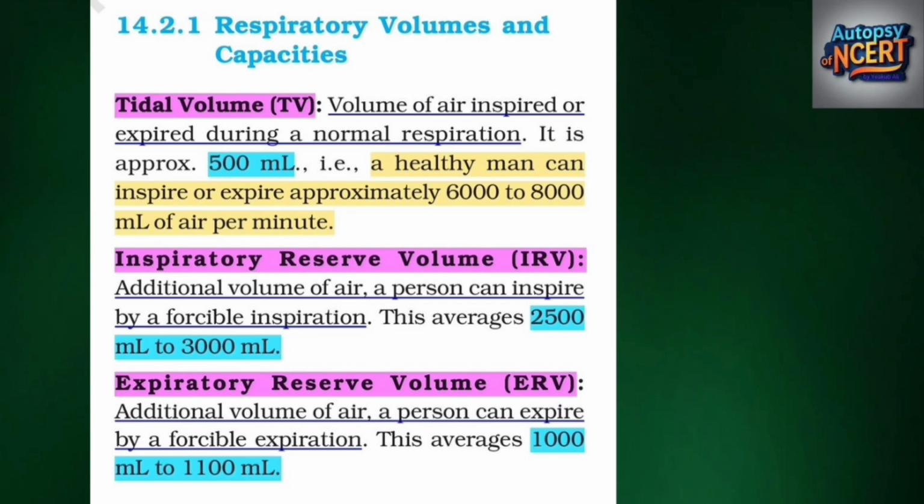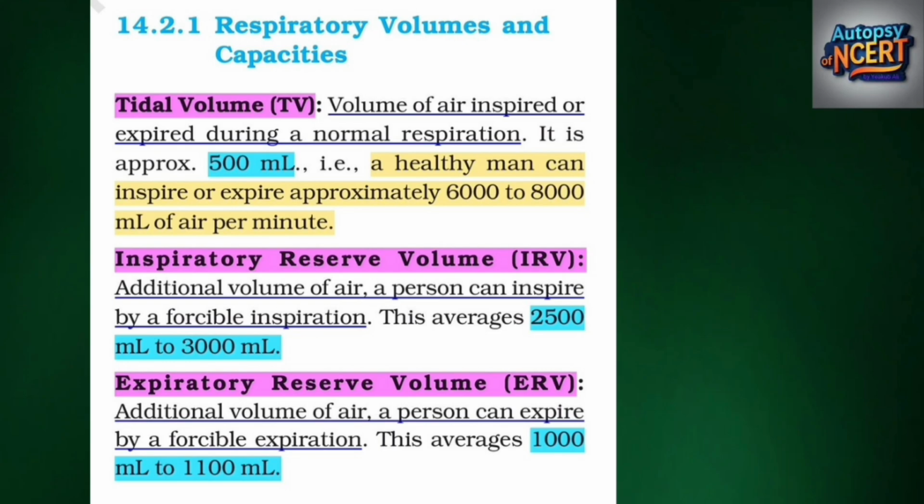14.2.1 Respiratory volumes and capacities. Tidal volume, TV: volume of air inspired or expired during a normal respiration. It is approximately 500 milliliters, i.e., a healthy man can inspire or expire approximately 6,000 to 8,000 milliliters of air per minute. Inspiratory reserve volume, IRV: additional volume of air a person can inspire by a forcible inspiration. This averages 2,500 milliliters to 3,000 milliliters.